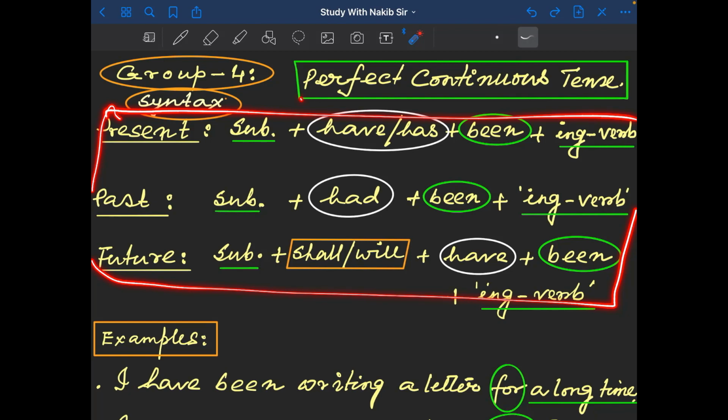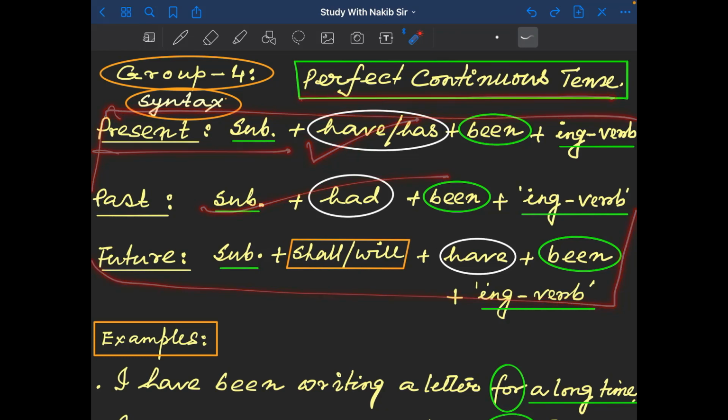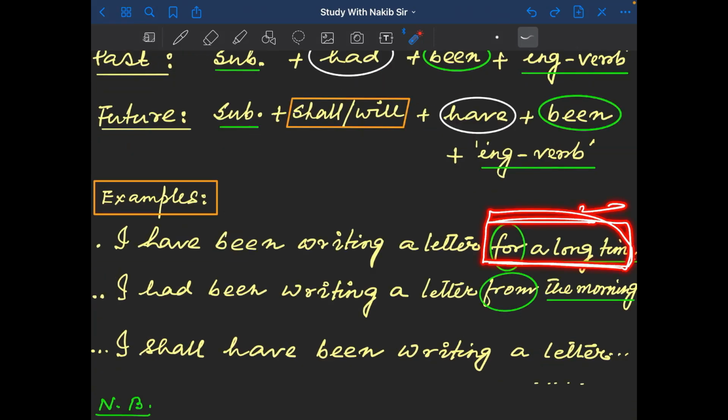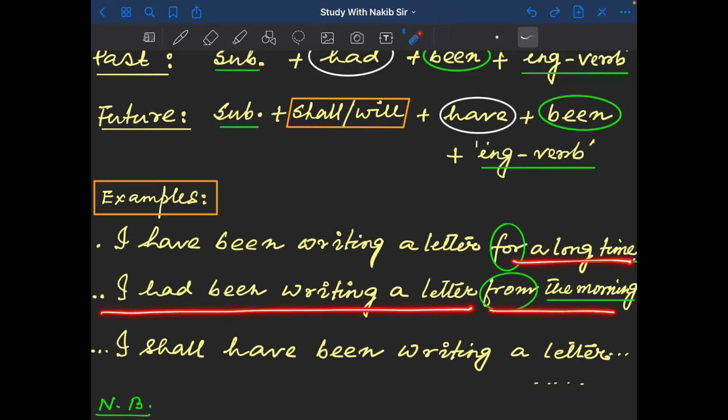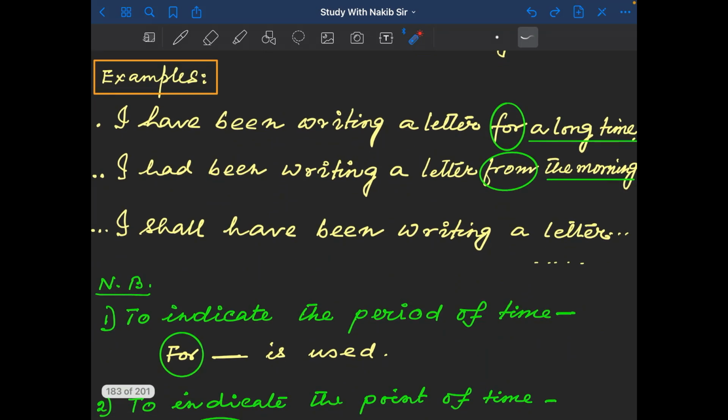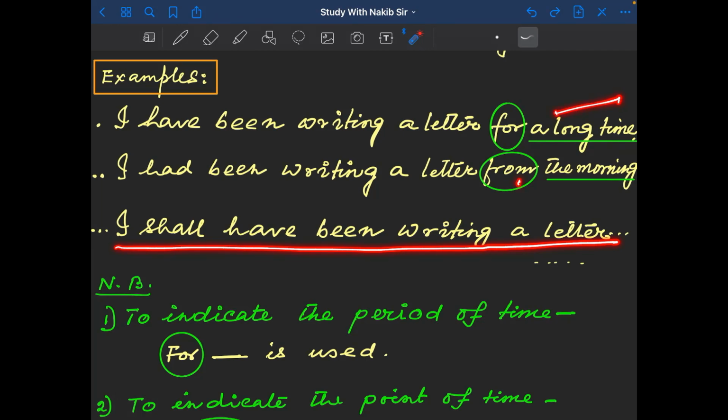You may remember the present perfect continuous tense in terms of the three structures for three different time divisions. Okay, this type of phrase is used in this type of sentence. I have been writing a letter for a long time, or I have been writing a letter from the morning, either from a point of time or for a period of time. This is the point of discussion. So the present perfect continuous tense is: I have been writing a letter for a long time or from the morning. The past perfect continuous tense is: I had been writing a letter for a long time or from the morning. And the future perfect continuous tense is: I shall have been writing a letter for a long time or from the morning.